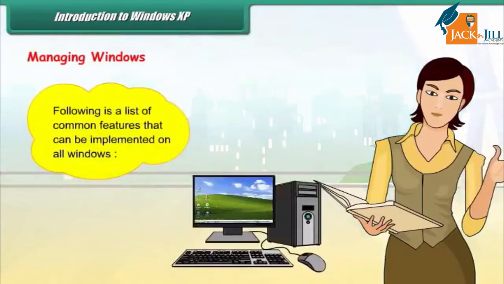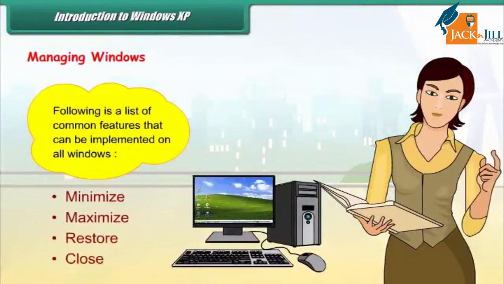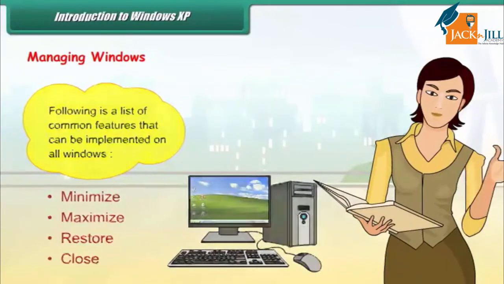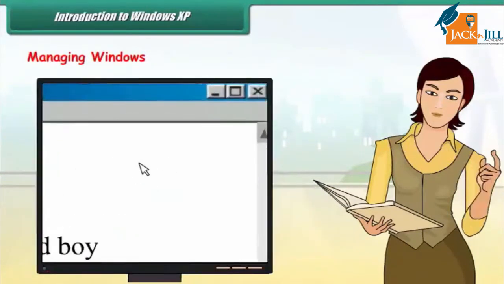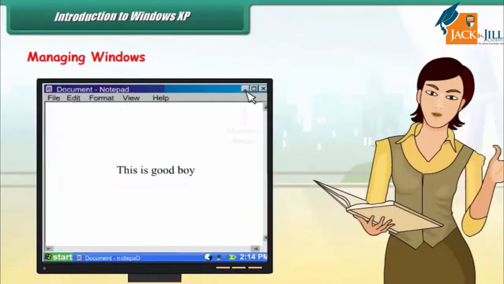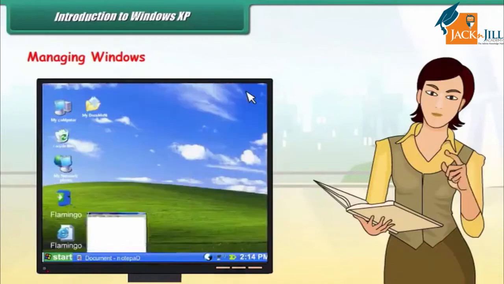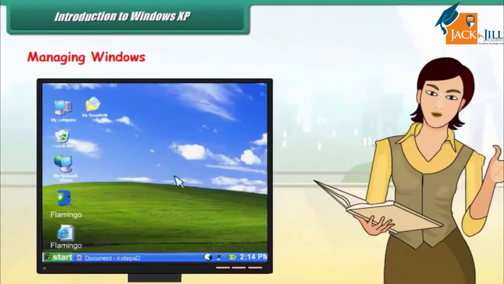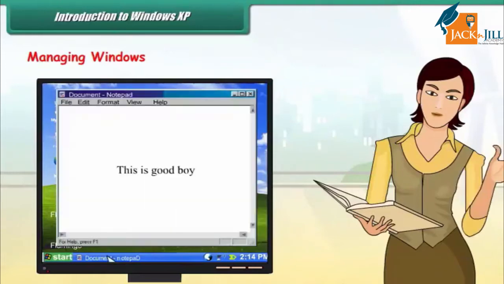Managing Windows. Following is a list of common features that can be implemented on all windows. The Minimize button. It keeps the application running but removes it from the desktop and shrinks it into a button on the taskbar. The minimized software can be accessed again by clicking it on the taskbar.